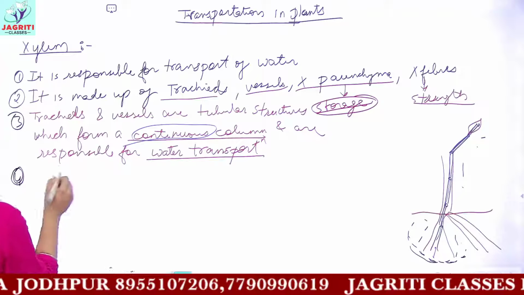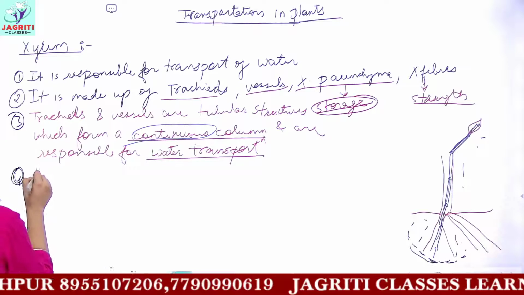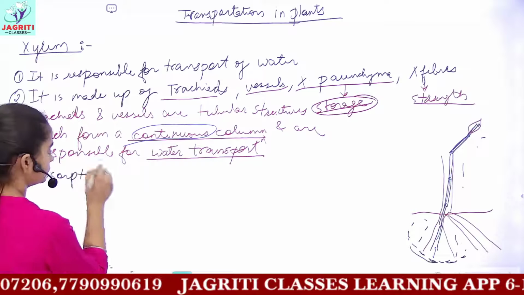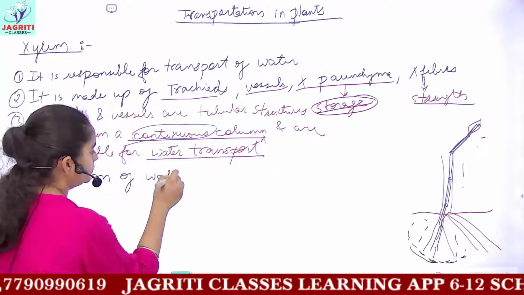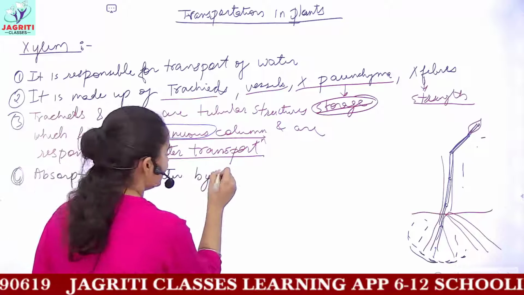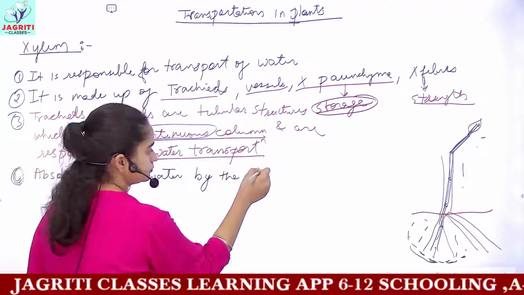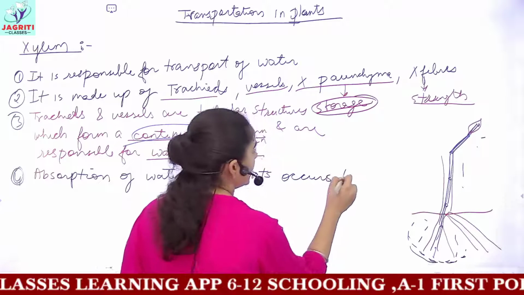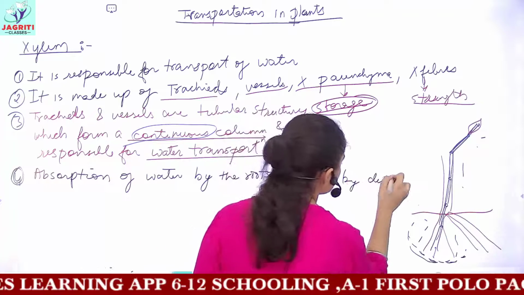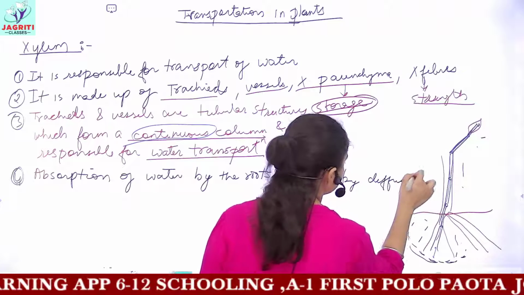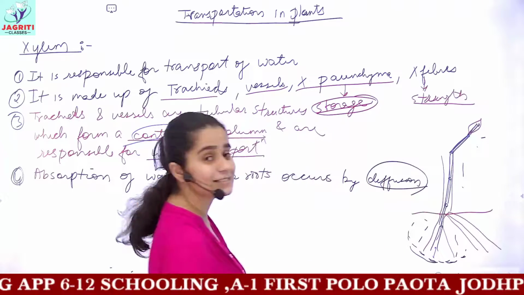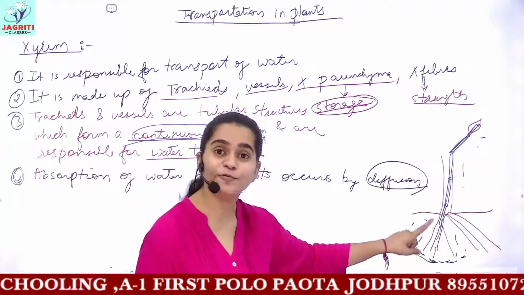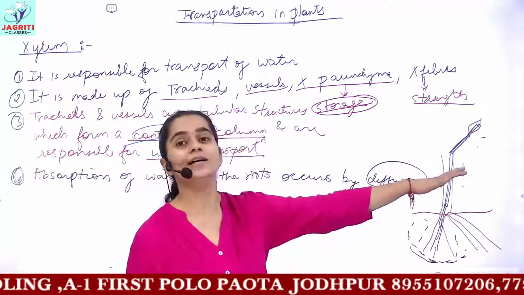See, we say that absorption of water by the roots occurs by the process of diffusion. Yes, diffusion process is responsible for the transport of water, for the entry of water from the soil to the roots.